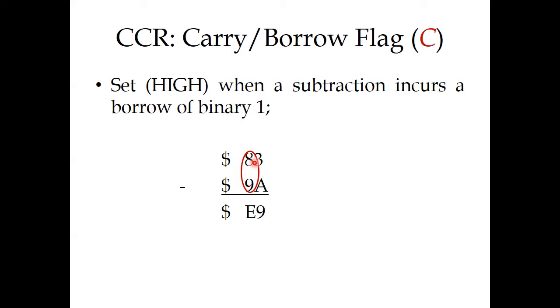What happens? You see here at the very end, you actually have to borrow 1 from outside, because 83 is actually a lower number than 9A, right? So you have to borrow a 1 at the very end from outside. This is how we actually do the subtraction when the top number, meaning the first number, is lower than the second number.